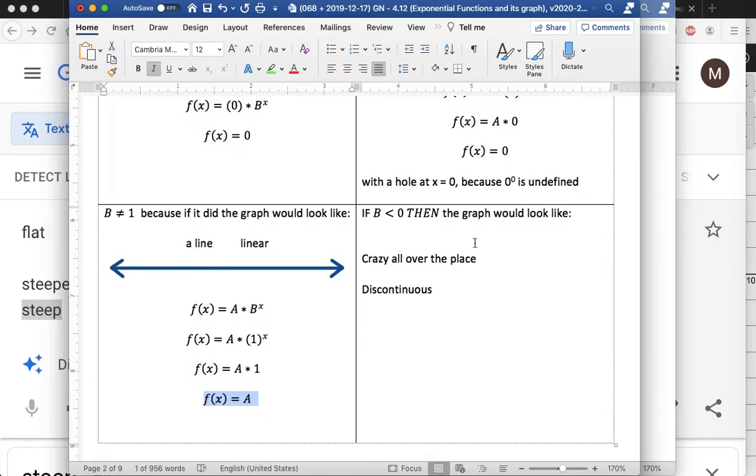Okay, the last restriction is that b cannot be negative. B cannot be less than 0. And if we have b less than 0, then the graph is just crazy. Crazy, crazy, crazy. All over the place, and is discontinuous. It doesn't connect. Let me show you what happens if we try to have b equal a negative number.